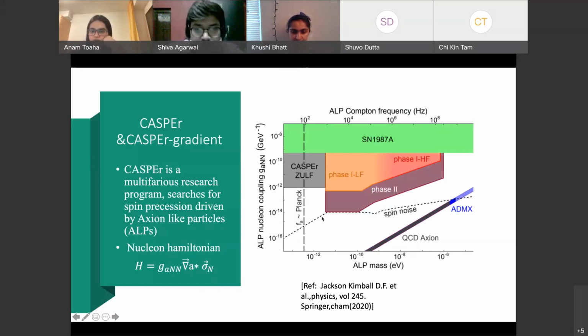Here I have shown the graph of the experimental reach of CASPEr gradient. On the x-axis, you can see the mass of axion-like particles in electron volts, and on the y-axis, the coupling strength in inverse giga electron volts. This is for the axion-like particle Compton frequency. The green part is the region excluded by astrophysical observations, and the red and orange parts show different sensitivity projections of the experiment at different fields, and phase 2 represents the higher sensitivity of the experiment. This part shows CASPEr ZULF, that is zero to ultra-low field, and this is the sensitivity of that experiment.